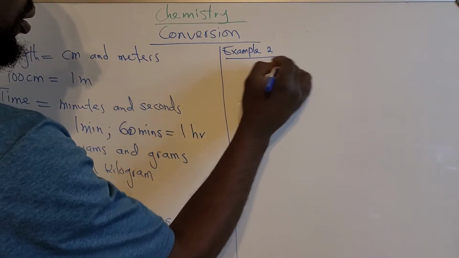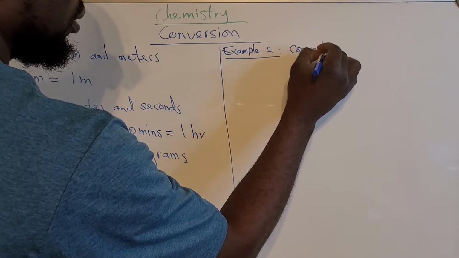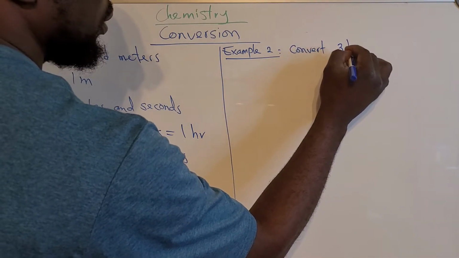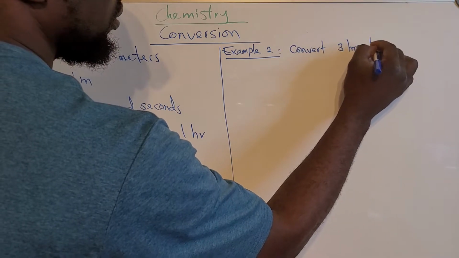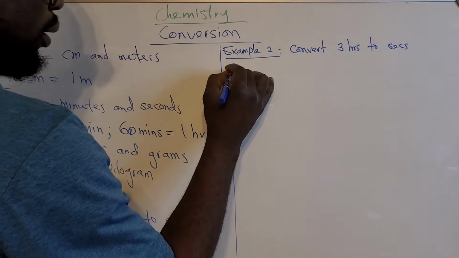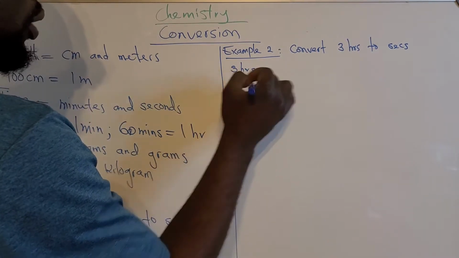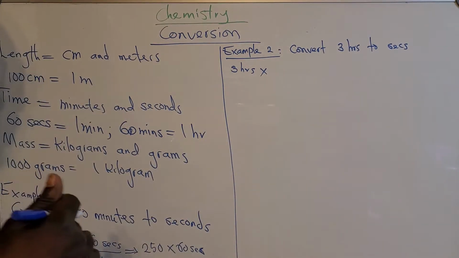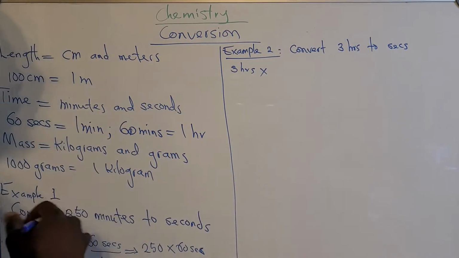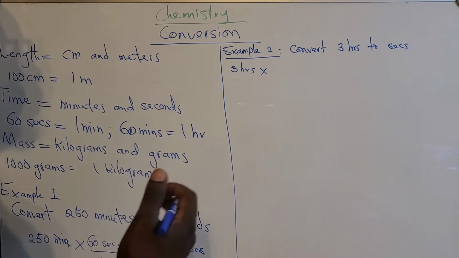Example two. Convert 3 hours to seconds. So you say 3 hours times, you're trying to remove the hours, you need the seconds. But you can definitely jump to seconds right away, but you can also do it step by step.